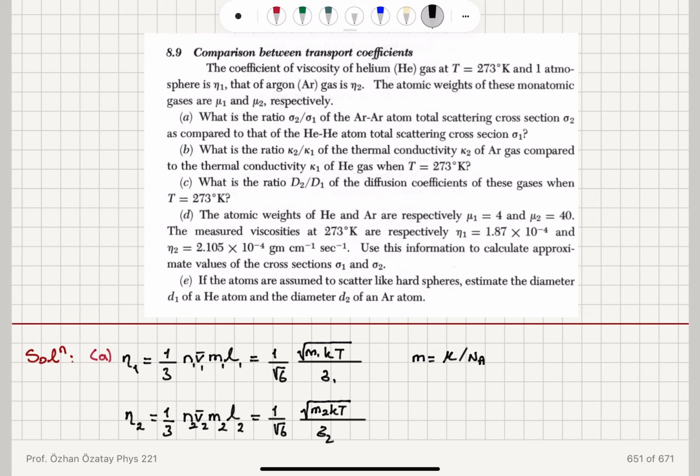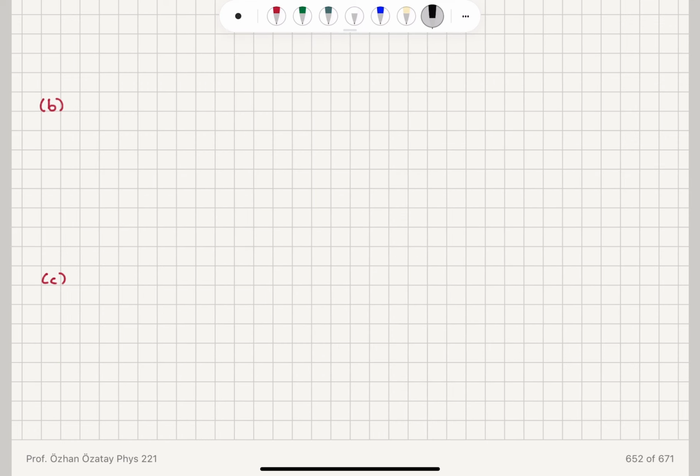if I look at the ratio eta 1 over eta 2, the ratio of the viscosities, it is going to be, because mass is equal to mu divided by Avogadro's number, so here I substitute mu1 divided by Avogadro's number, so I will have in the ratio square root of mu1 over mu2, and then when I take the ratio of eta 1 to eta 2, sigma 2 will go up, so this will be sigma 2 over sigma 1, the ratio of the total scattering cross sections.